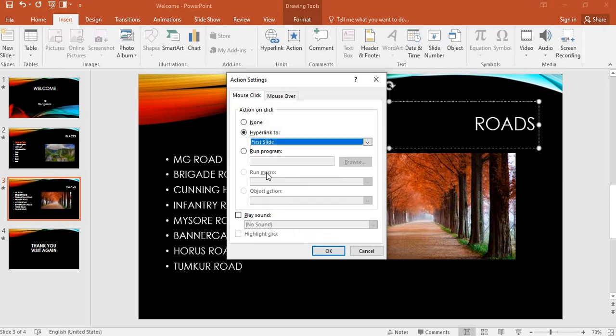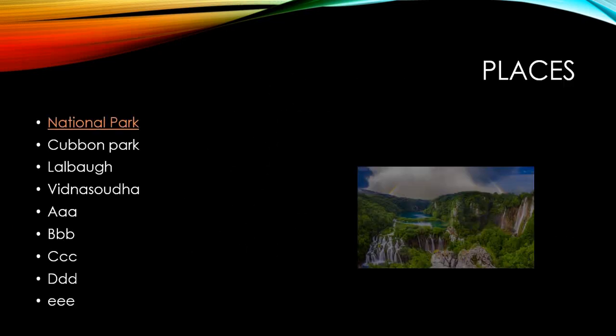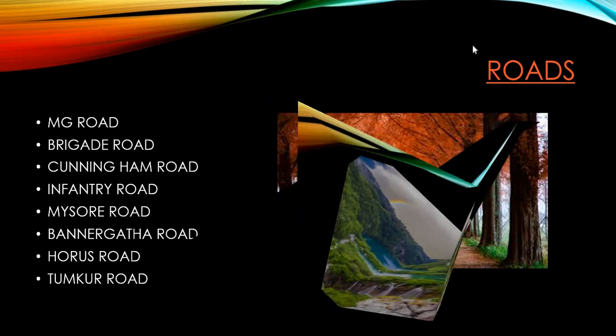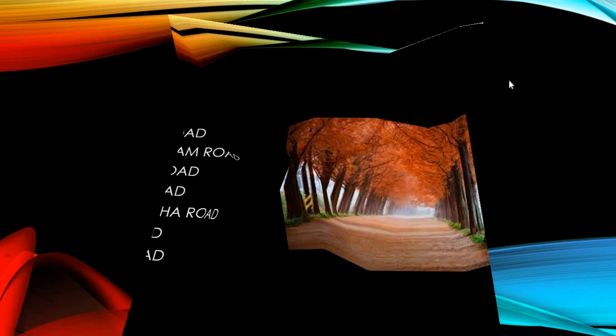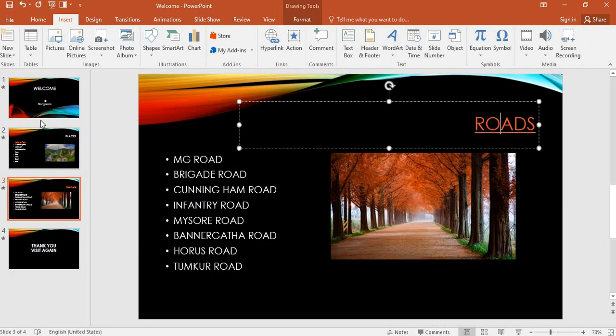So select the first slide. Okay. At the time of the PowerPoint presentation, when we go to the full screen show, after the show ends, it comes to the third slide. When I click here, suddenly it will jump to the first slide again. So these are the actions used in PowerPoint.